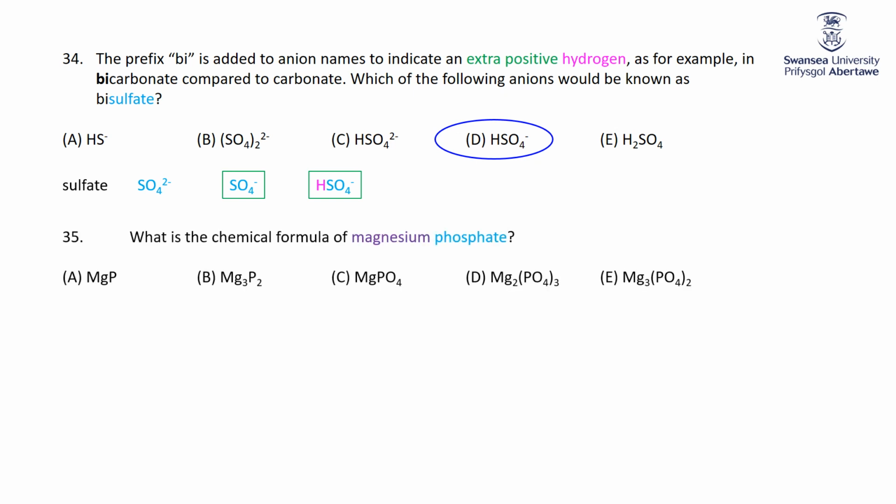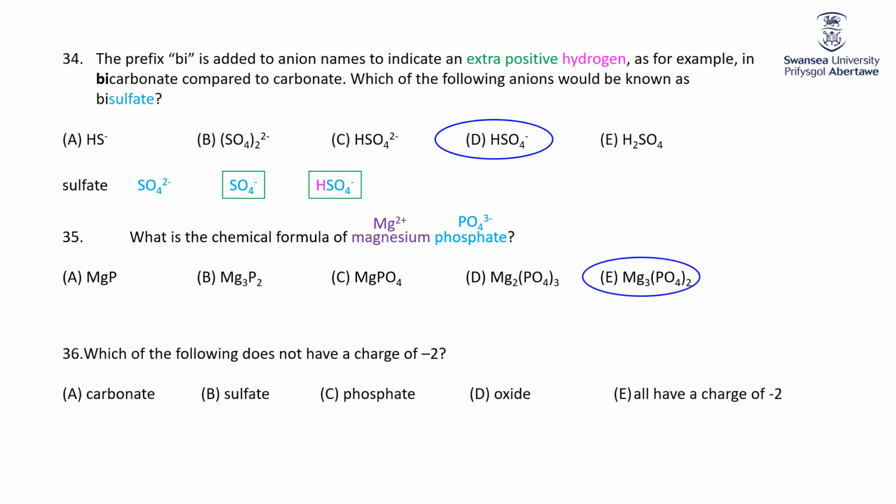Finally, chemical formula magnesium phosphate. Magnesium Mg2 plus, phosphate PO4 3 minus. So we do a little cross multiplication. We've got to have 2 of the phosphates for 3 of the magnesiums, thus E.